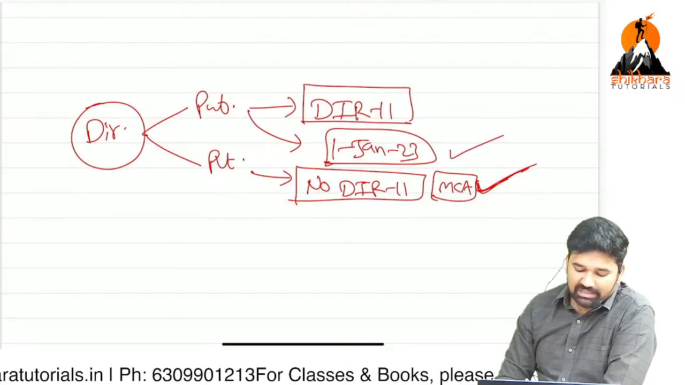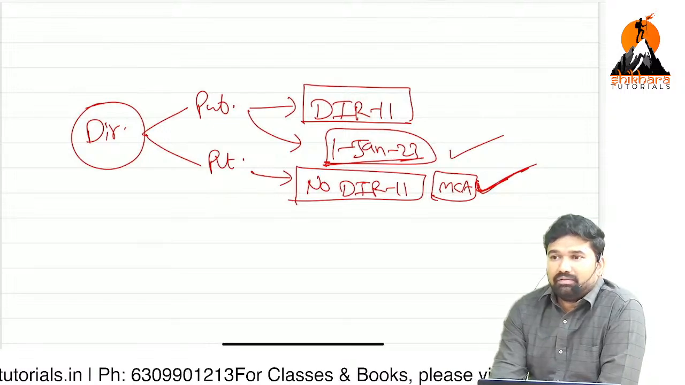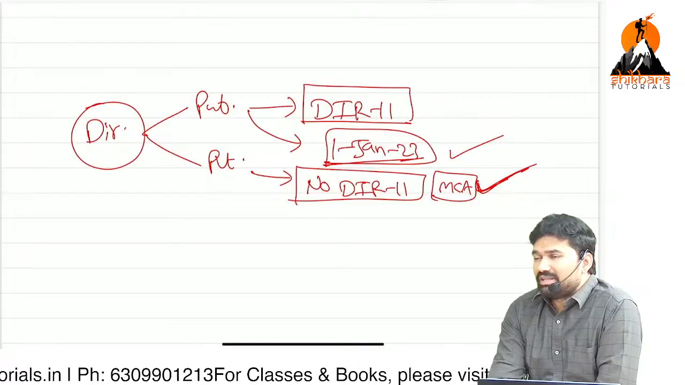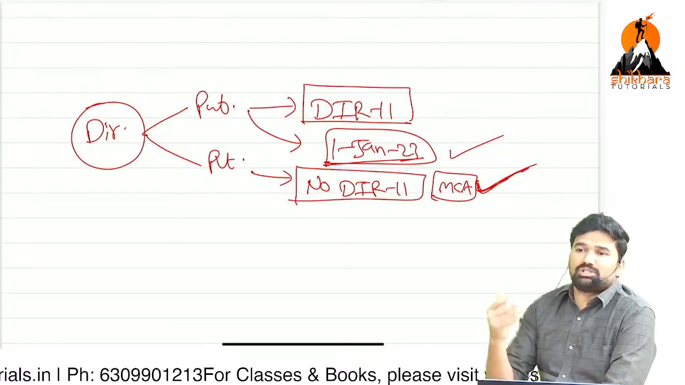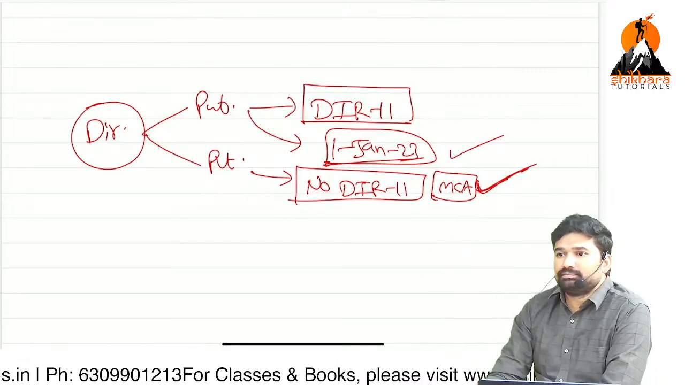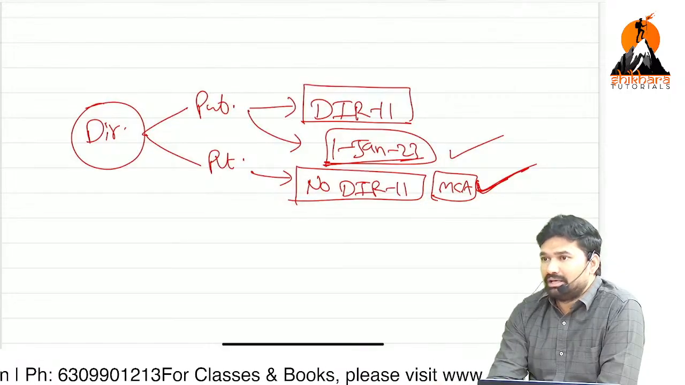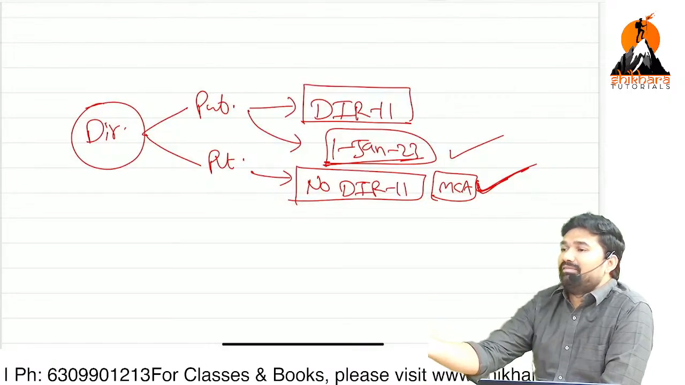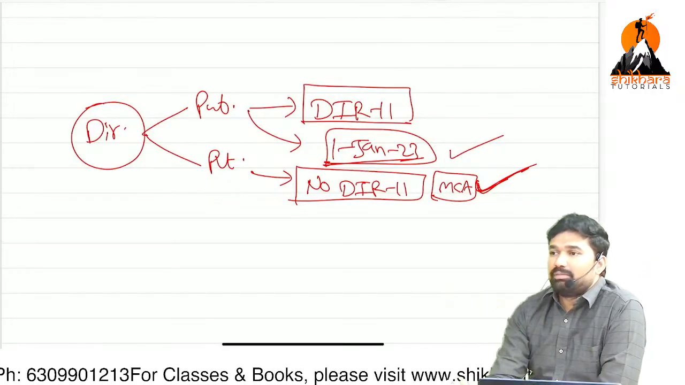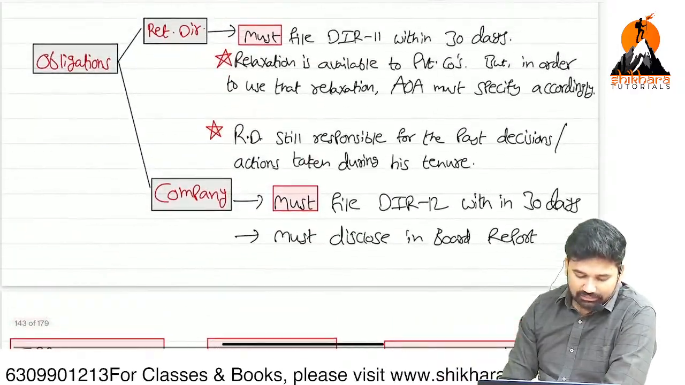And the second point is the same thing, applicable to public companies as well as private companies. Whatever decisions they have taken during the course of their tenure, they are collectively responsible for those decisions. At any future point of time, if any investigation, what we call an SIT, has been formed, they have every right to call the director with respect to inquiry about the decisions. Okay. This is all about resignation.